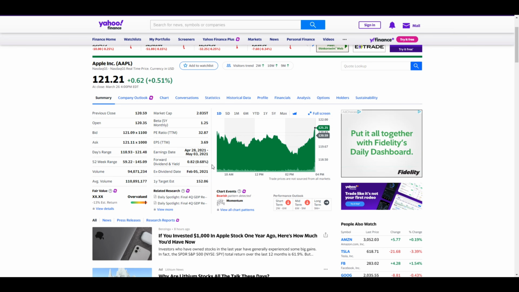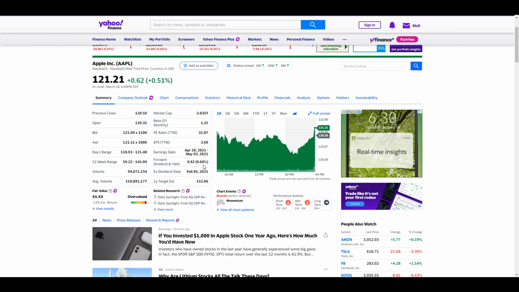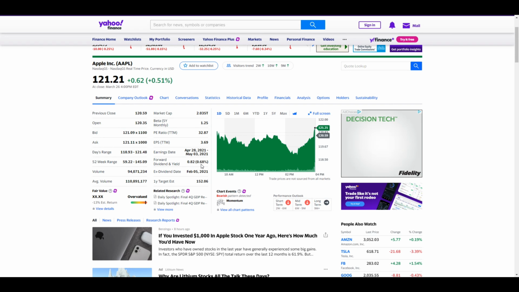A dividend is a cash payment that companies make for every single share outstanding. In this case, the dividend is currently at 82 cents per share, or 0.68%. Nothing exciting, but Apple is a dividend growth company, meaning that it is increasing its dividends year over year at a higher rate than other companies are, which means that this yield will go up.